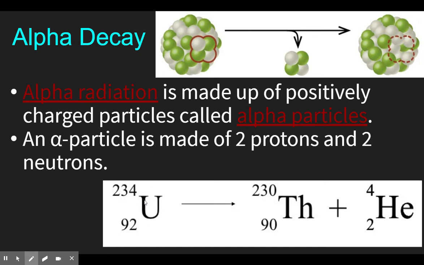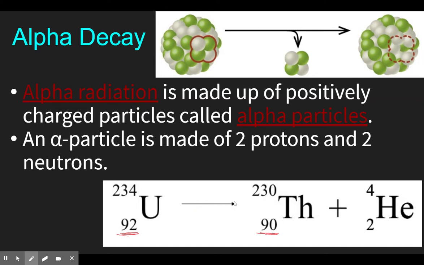When this thing loses two protons and two neutrons, that means, first and foremost, its atomic number is going to decrease. It just lost two protons, which means it's actually going to change into a different element because it's the number of protons that determines what element we're dealing with. So if it loses two protons, its atomic number decreases to 90.